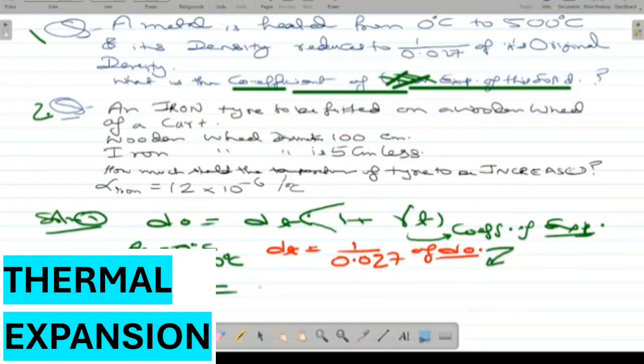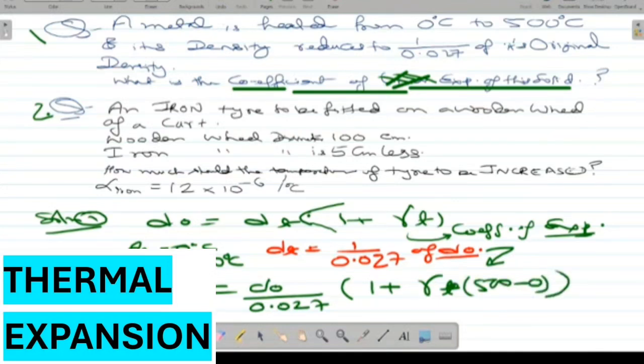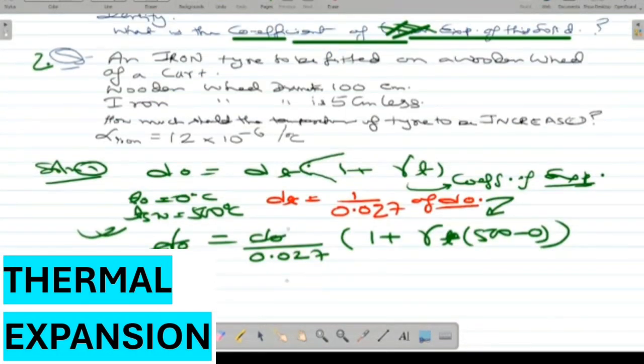So we are getting d0 equal to d0 divided by 0.027. As per the question, I have marked in red that dt, density at a particular temperature T, will be equal to 1 by 0.027 of d0. So it will be like this, into 1 plus gamma into T, and T is 500 degrees temperature, because you can calculate it as 500 minus 0. After solving this, you can go ahead like this.